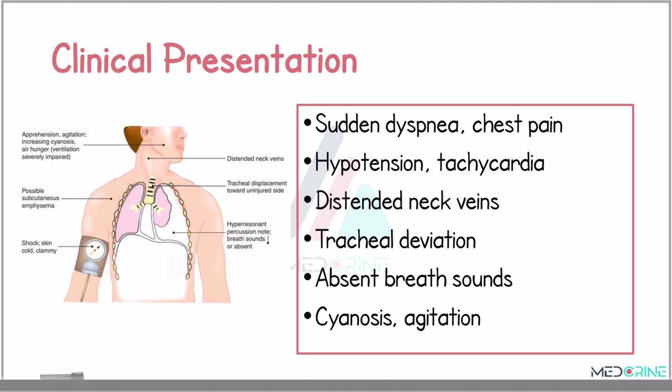Clinically, patients typically present with sudden onset of severe dyspnea and chest pain, and on examination, you may find hypotension or low blood pressure, tachycardia due to obstructive shock, distended neck veins from an impaired venous return, and in severe cases some of these patients will show tracheal deviation, and this occurs away from the affected side. Breath sounds may be absent on auscultation and the patient may appear agitated or cyanotic.